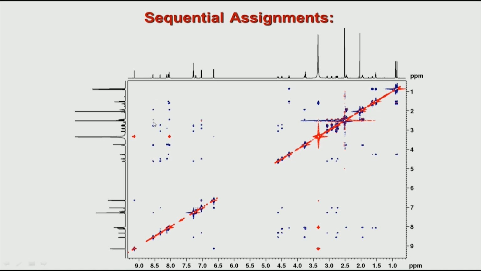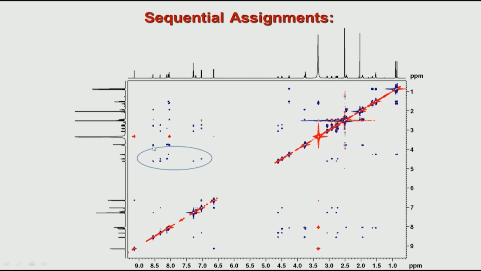So, based on that one can actually go from I to I minus 1, then you go from I minus 1 to I minus 2 and so on, like we saw in the last class, and that helps you to establish a link between two neighboring amino acids, and that is what is important when we want to do sequential assignments. So, let us see how we can do that.